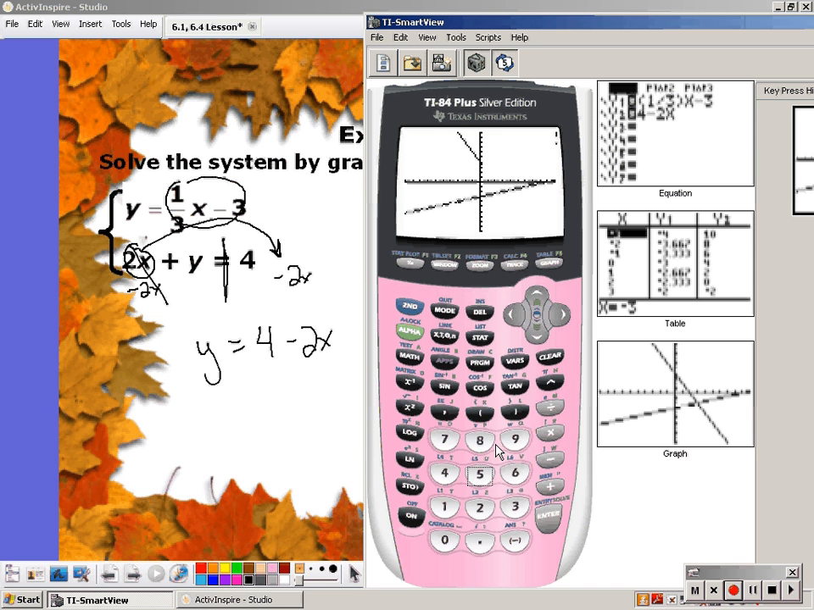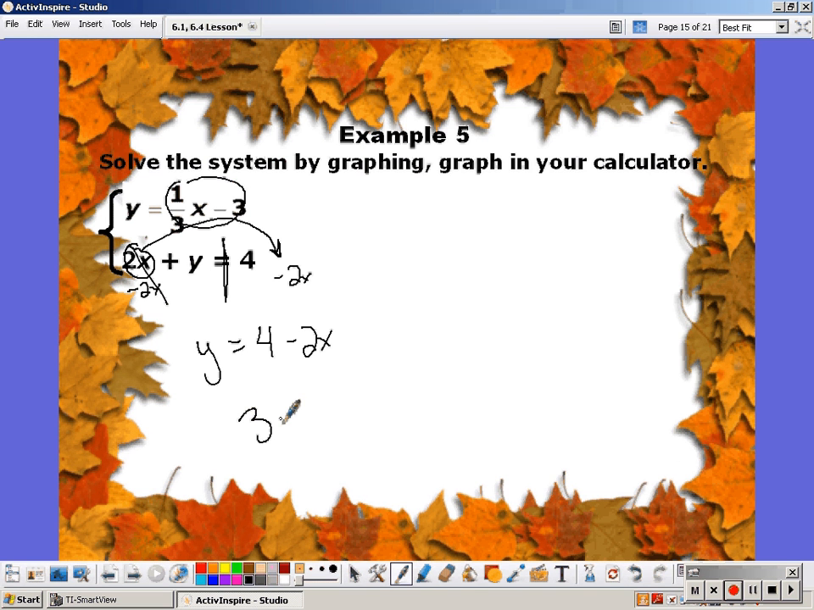Okay, so now it's drawing out the lines, and now we just hit enter to get through these questions. Don't really worry about that. Enter, enter, enter, so you hit enter 3 times, and then it puts the cursor right on top of the intersection, and it tells you that x is 3 and y is -2. So your solution then is 3, -2. Cool.